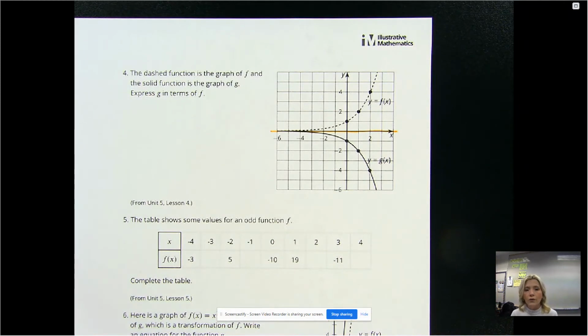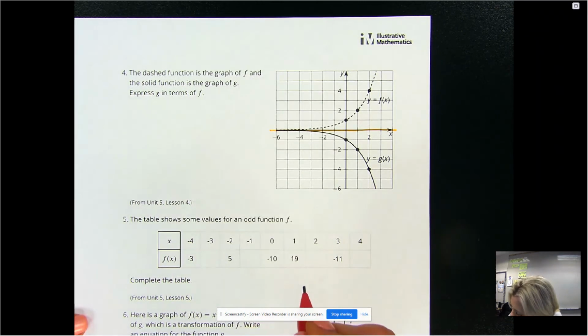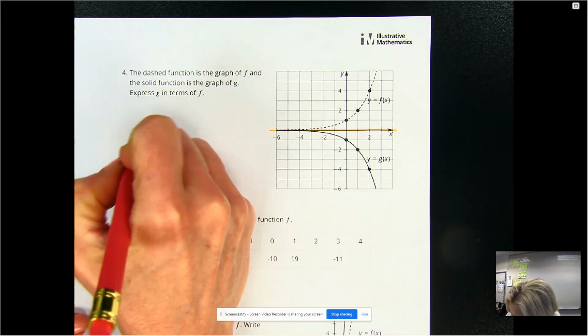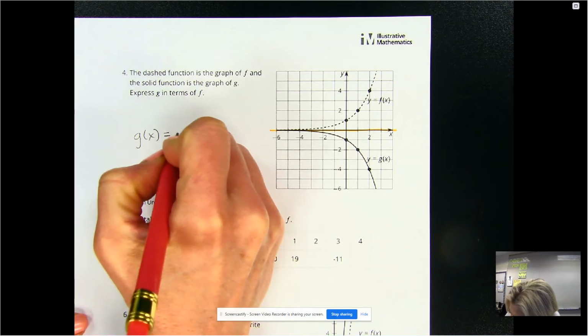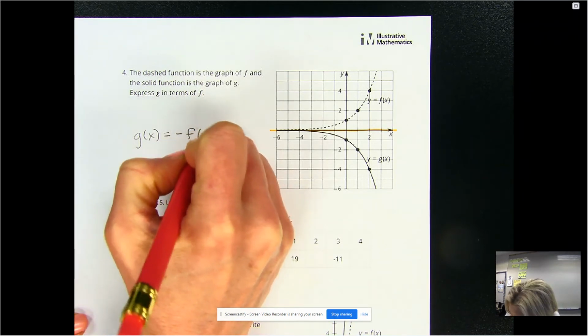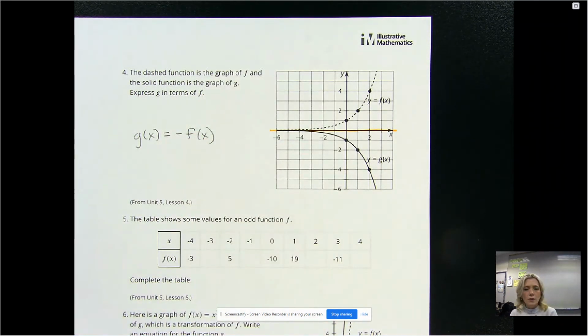So when you reflect over the x-axis, you are changing the outputs. You're making the outputs negative. And so that tells me that g of x is equal to negative f of x. Again, the outputs are what's changing on this graph.